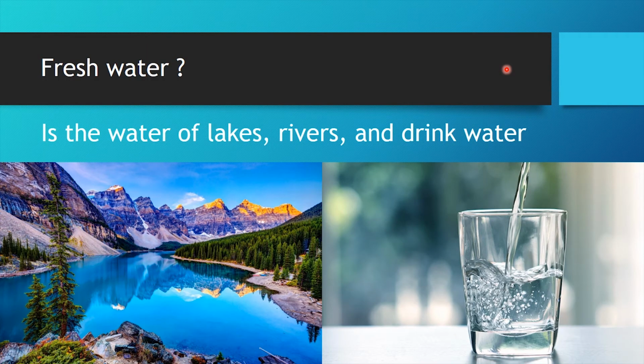What about freshwater pollution? Before we review the freshwater pollution lesson, let's talk about the freshwater itself. What is freshwater? The freshwater is the water of lakes, rivers, and the drinking water. So it is the clean water that we can drink. We call it fresh water. Also, the water of this river and all lakes are considered as fresh water.